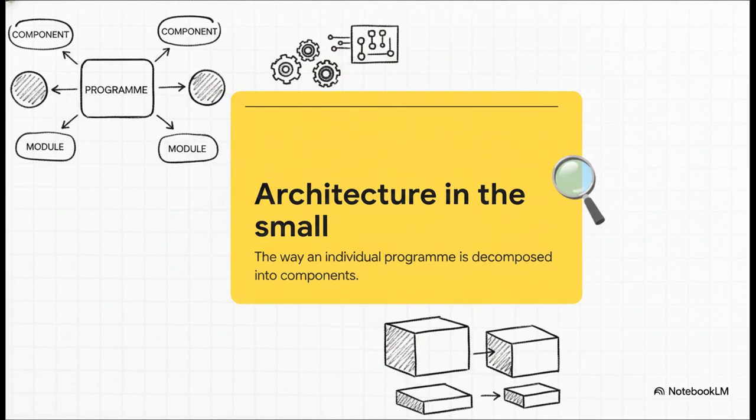Architecture in the small is entirely concerned with the internal structure of a single, standalone program. So at this level, the architect is focused on how that one individual program is decomposed into smaller, much more manageable components or modules. And just so you know, our focus for today's explainer is predominantly going to be on this specific level of design.